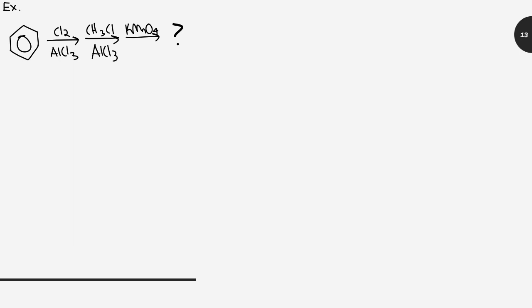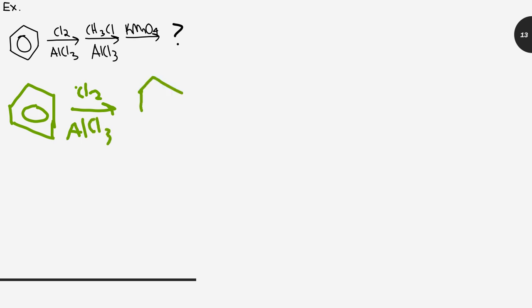Okay. So you'll also see some of these where you have subsequent steps and you need to figure out what comes out at the end. So if I start with benzene and I react with chlorine and this catalyst, that's just a halogenation reaction. So that just puts chlorine on the ring.